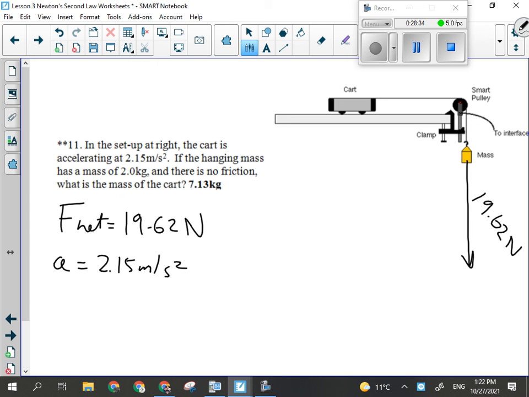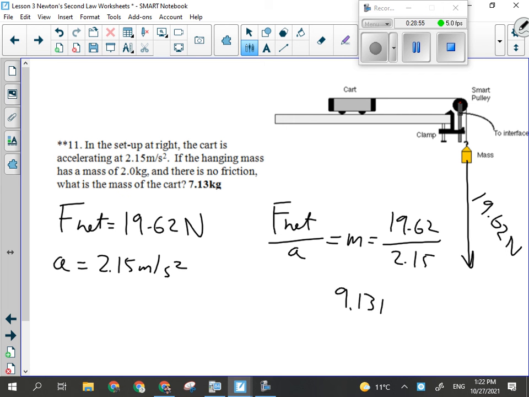Mass. It's the total mass, right? When I do this, it's a system. What I'm calculating is the total mass of the system. So I'm saying F net divided by A equals mass. 19.62 divided by 2.15 gives me 9.13 kilograms. 2 kilograms of which is hanging over the pulley. Right? That's the trick to this question. It's just a roundabout way of asking, do you remember that the net force in a system acts on all of the mass? That's all this question is really asking.